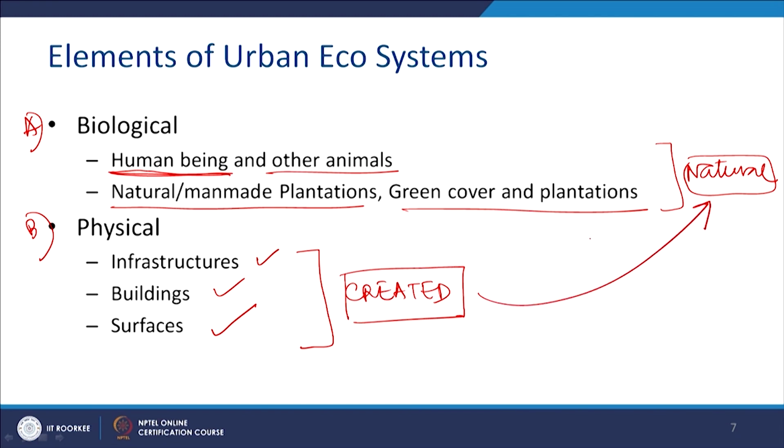So, one is the natural feature, another is the created feature, and the main question is how they interact with each other, and how we can visualize and understand the interaction and design some definitive system, so that this interaction is possible in the urban areas. Okay. So, that is the elements of the urban ecosystem. I will give you an example.